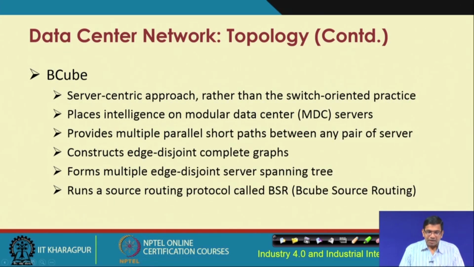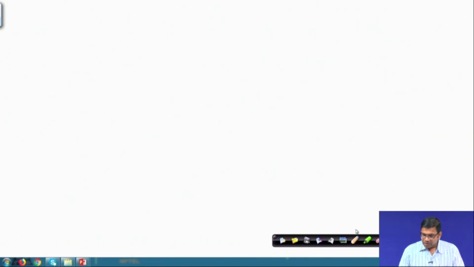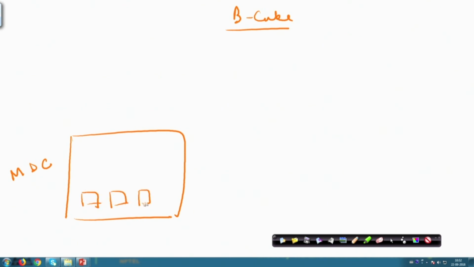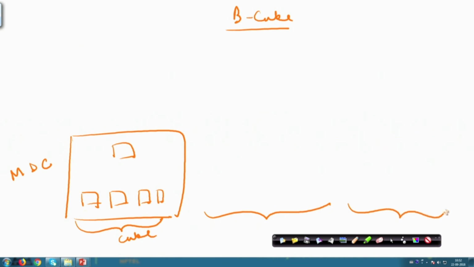Let us look at the last one, which is known as the BCube architecture. Here in the BCube architecture, I will show you how it looks. In a BCube architecture, you have the concept of something known as the modular data center, MDC. This modular data center has different BCubes, let us say that these are the different BCubes, and this is one cube. Like that you can have other cubes and so on.